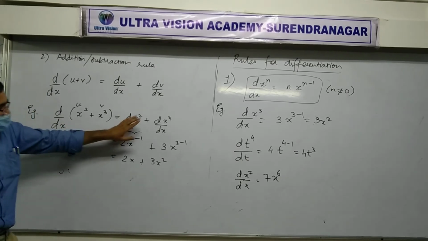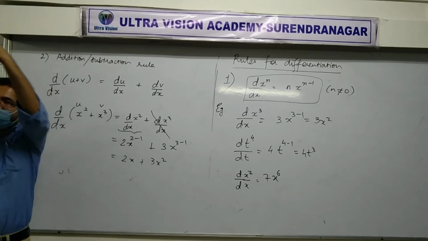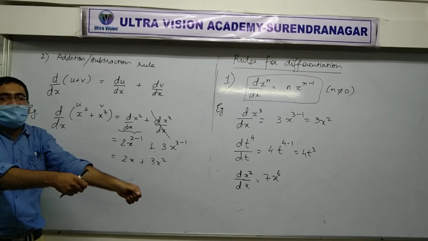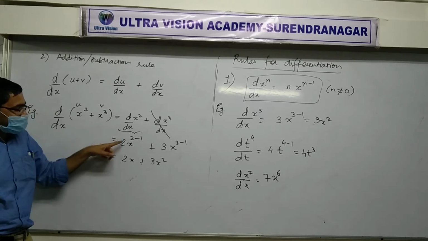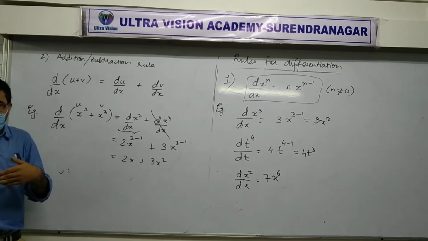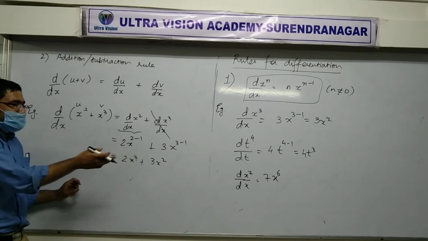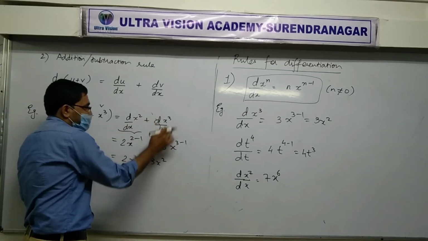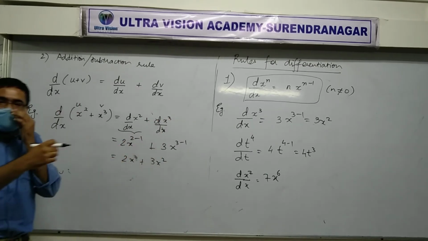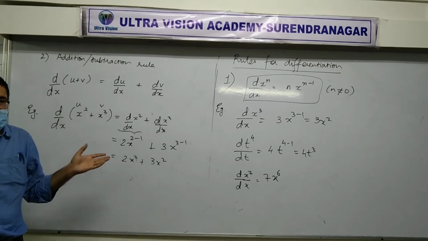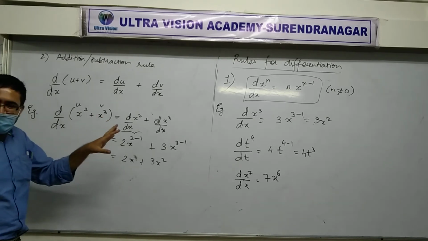See, look at this. Ignore this for a while. Just look at this. Put the power down here. 2 is over here, bring it down. So 2. And then decrease that power by 1. Decrease by 1 means if it is 2, then make it 1. x raised to 1 is same as x. Just like that, here first of all 3, so 3 here. And then this power is 3. Decrease it by 1, it becomes 2. Easy to do?